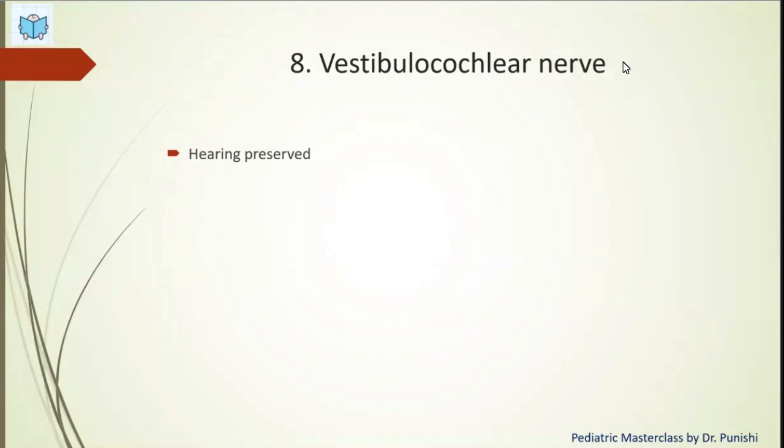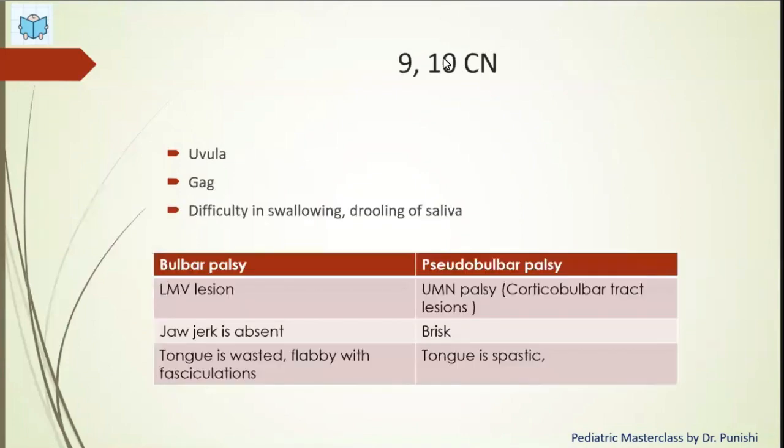Vestibulocochlear nerves, whether the hearing is impaired or not. So again, how do you test it? If the patient turns head towards the source of sound, then it is a corroborative finding that there is no involvement of the vestibulocochlear nerve. On the ninth and tenth nerve, you look for the position of the uvula, whether it is central or not, gag reflex, and whether there's difficulty in swallowing or drooling of saliva.